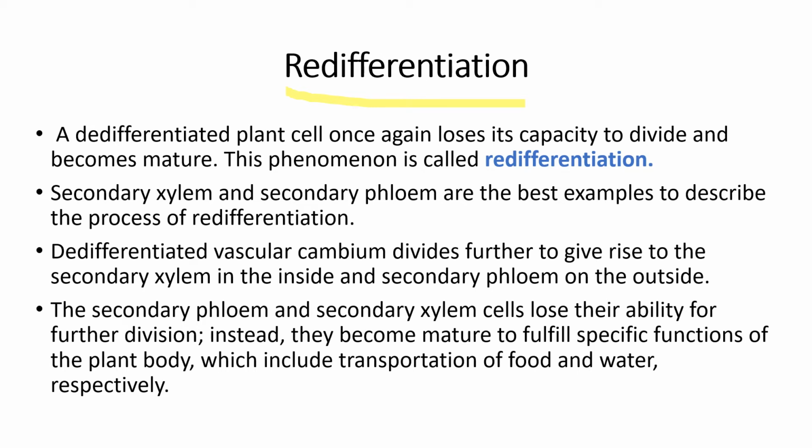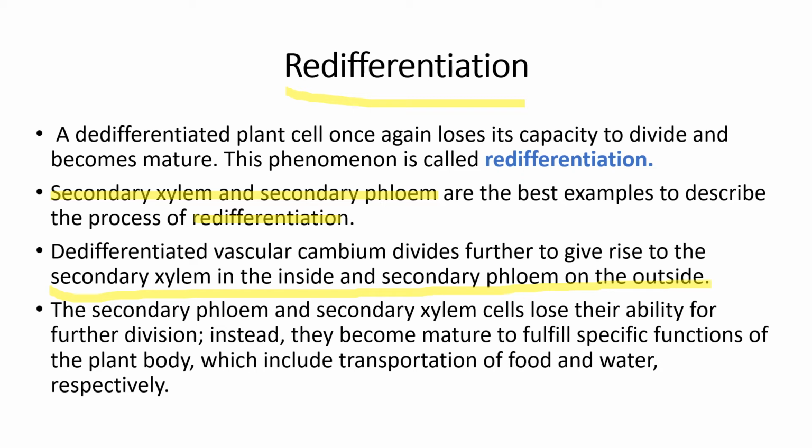What are the examples of redifferentiation? Secondary xylem and secondary phloem best describe this process. The de-differentiated vascular cambium divides further to give rise to secondary xylem on the inside and secondary phloem on the outside. Both of them are the best examples to define redifferentiation. This shows that the de-differentiation and redifferentiation processes are somewhat interrelated. First there is the de-differentiated vascular cambium, which gives rise to the secondary xylem inside and the secondary phloem outside.